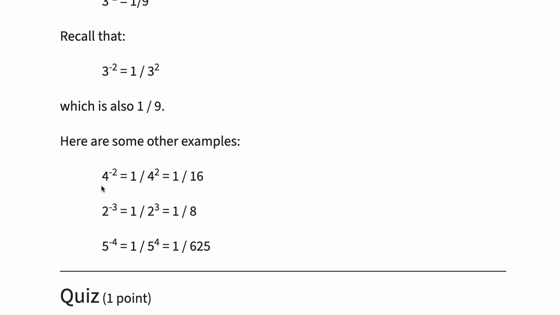Here are some other examples. 4 to the negative 2 equals 1 divided by 4 squared, which is 1 divided by 16. 2 to the negative 3 equals 1 divided by 2 cubed, which is 1 over 8. And 5 to the negative 4 equals 1 divided by 5 to the 4th, which is 1 divided by 625.